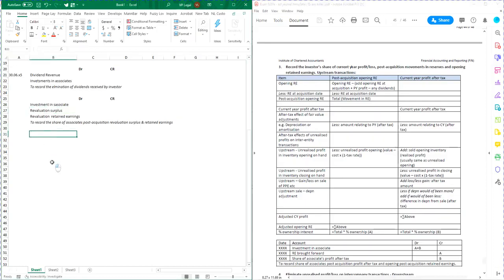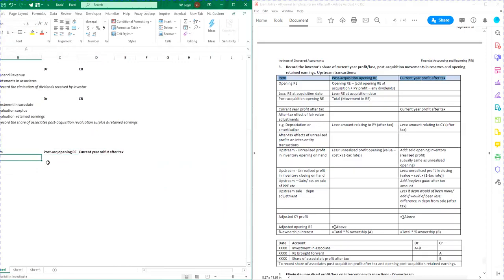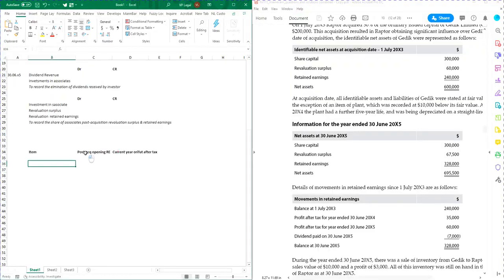Okay, so I'm now going to copy these, but in your exam you'll obviously have to write them out. So we're going to go item, post-acquisition, opening retained earnings, write it out in full in your exam, and then current year profit after tax. Okay, cool. Excuse my misspelling. Okay, so we'll come back to that last bit. Let's focus on the journals for now.